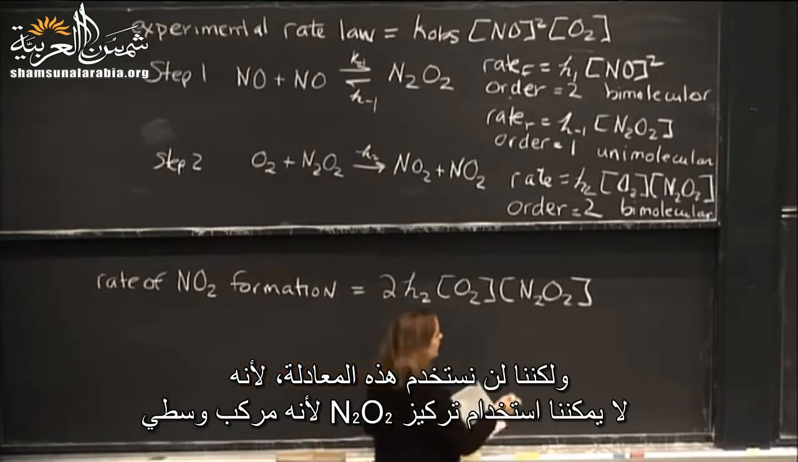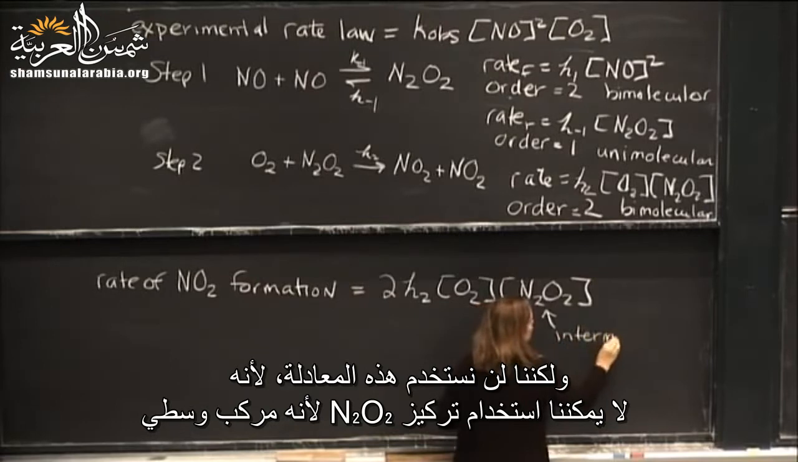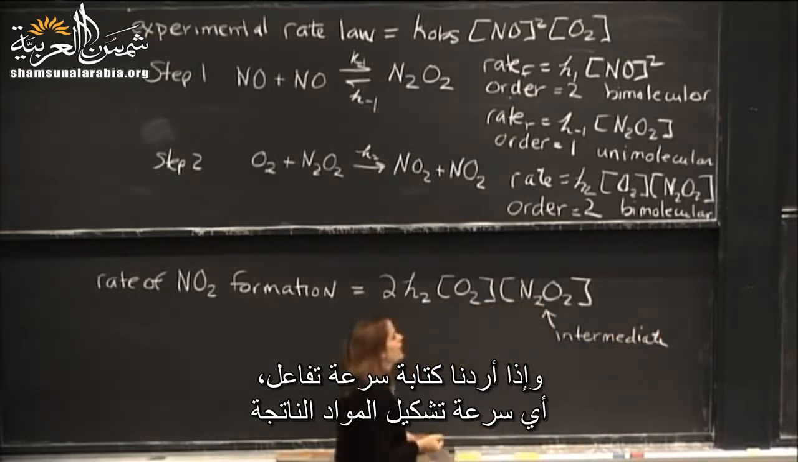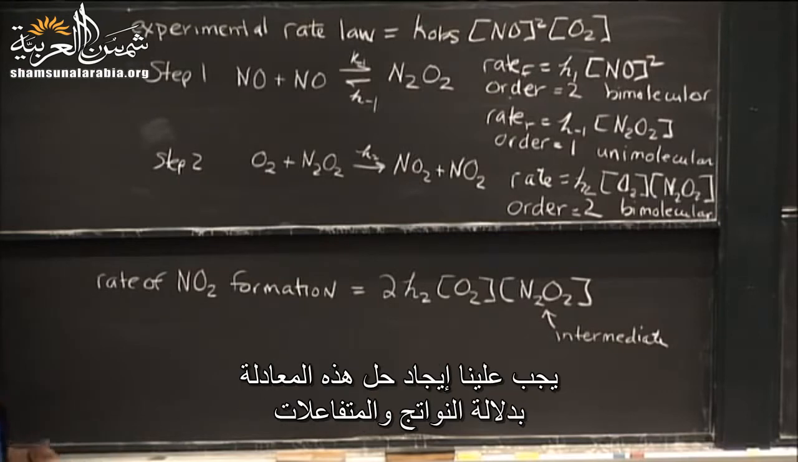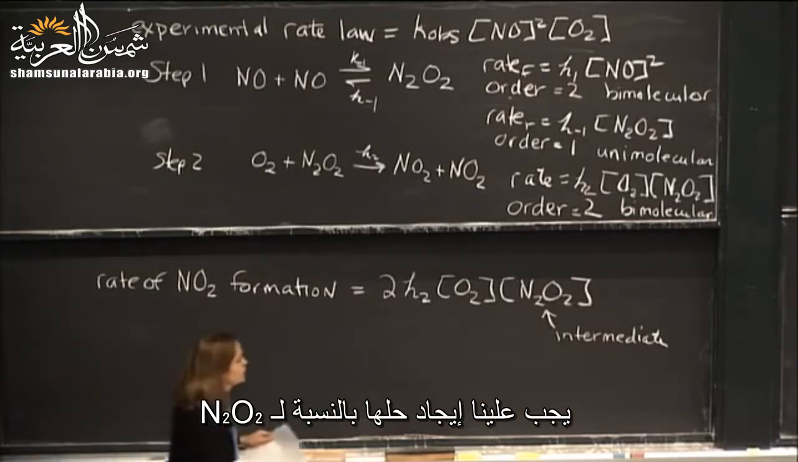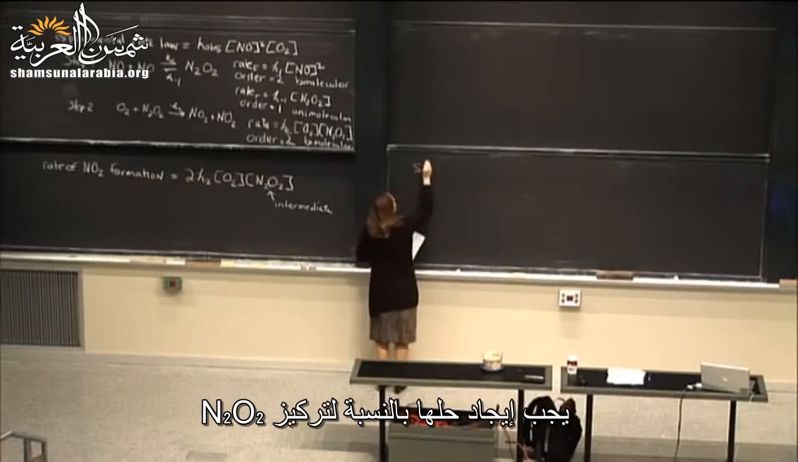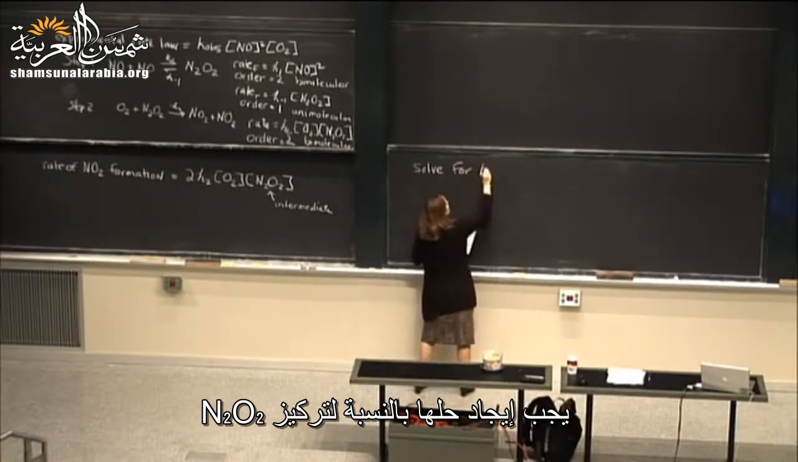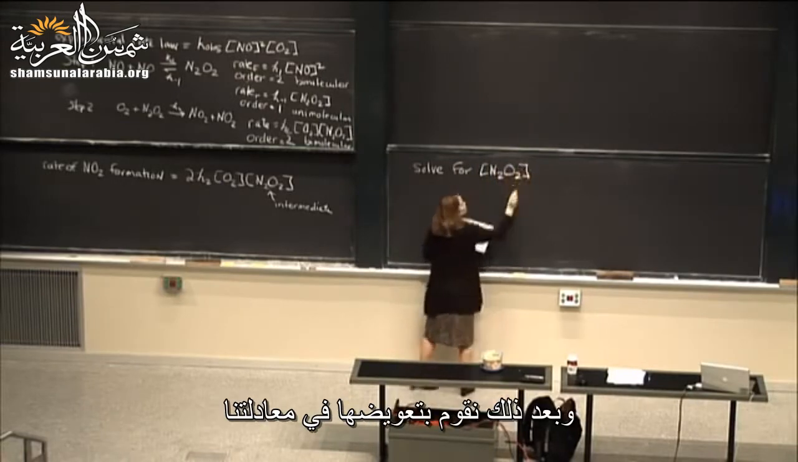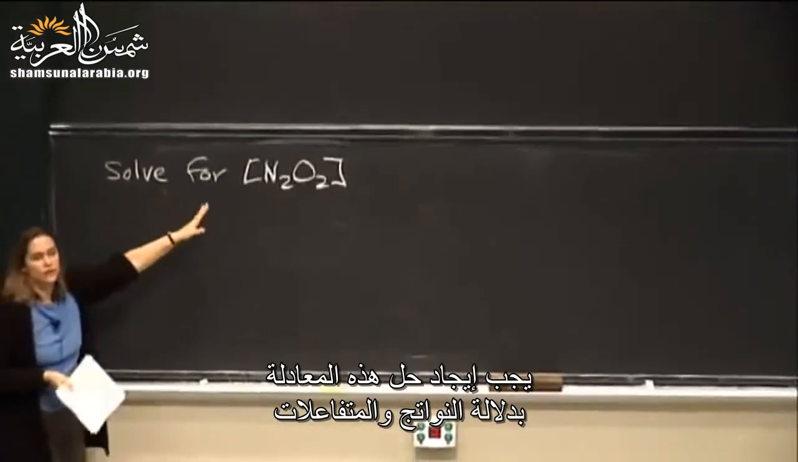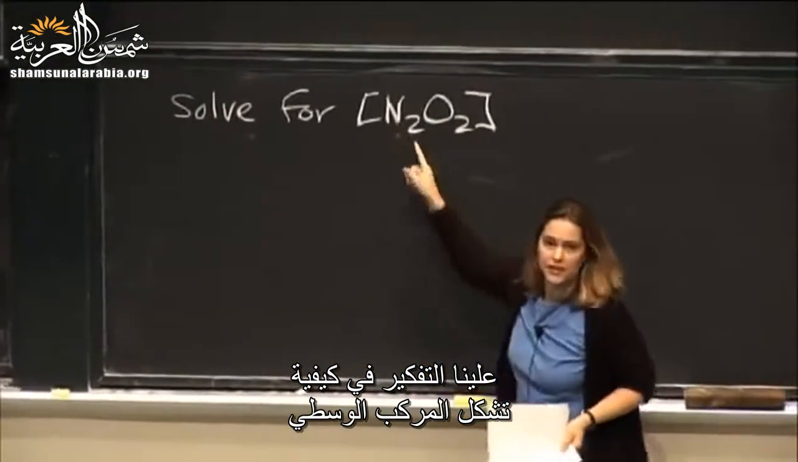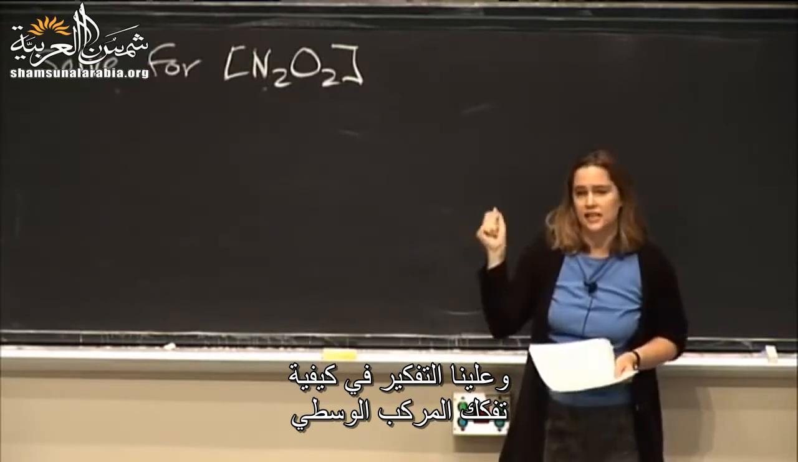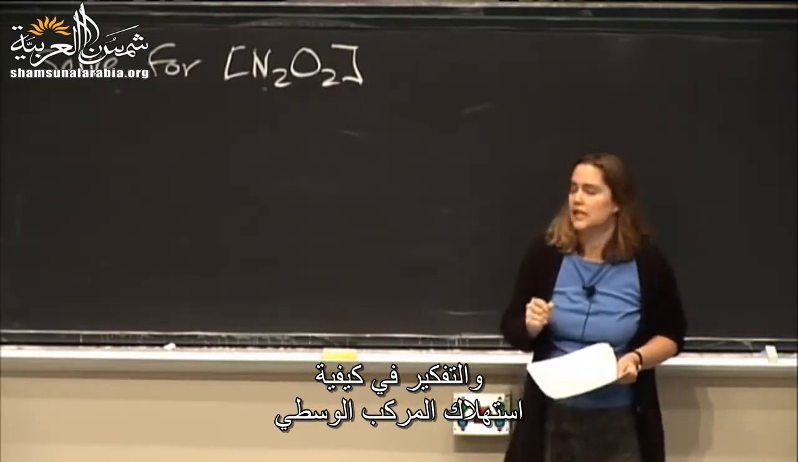But we're not done with this. We can't use this because it has an intermediate term in there. And if we're going to write the rate of a reaction, the rate of product formation, we can't have any intermediates in our equation. We need to solve it in terms of products and reactants. So we need to solve for the concentration of N2O2 and substitute that into our equation. So we need to think about how this intermediate is formed, and how it is decomposed and consumed.